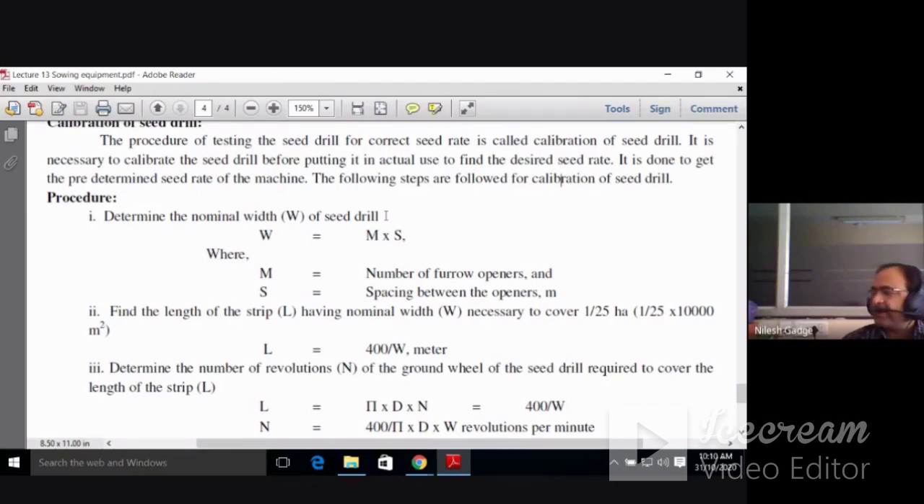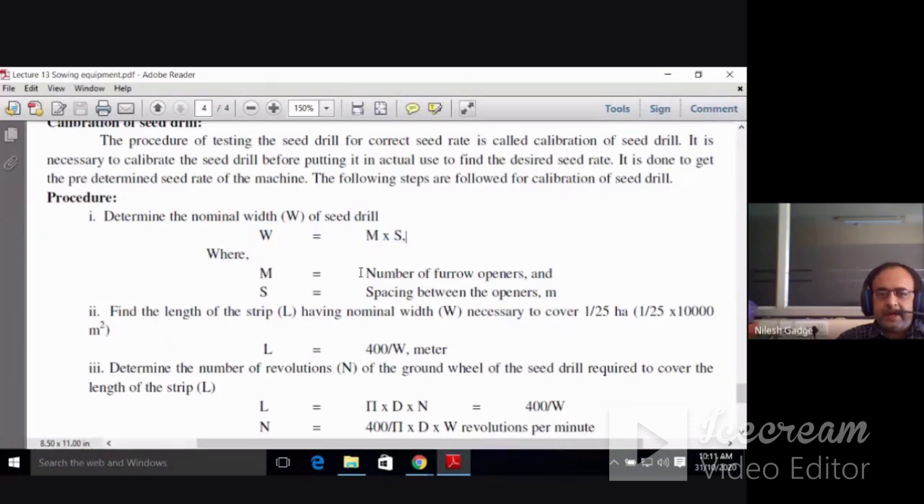last time, which was not properly explained in that. It is from your book also. Determine the nominal or the total width of the seed drill, which is calculated as m into s. W is equal to m into s.